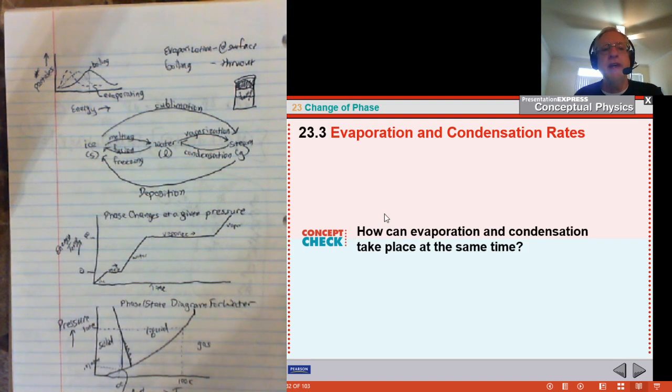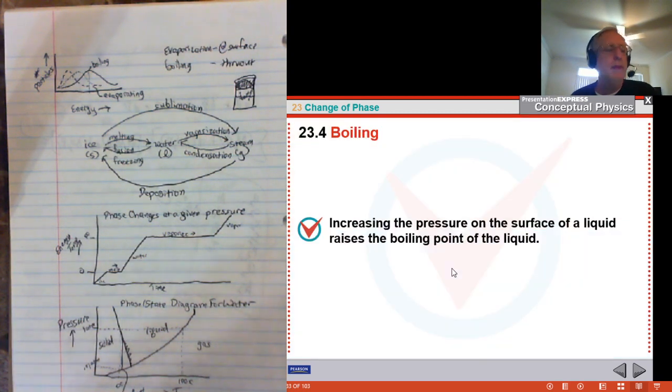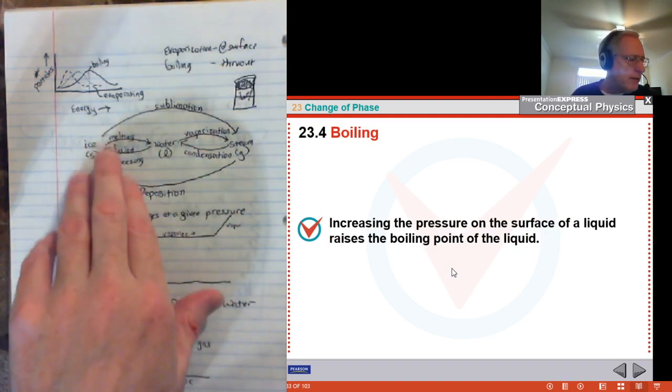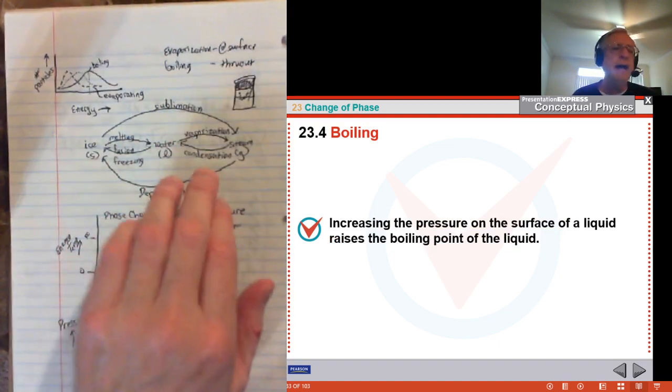So how can evaporation and condensation take place at the same time? Well, it's not happening to the same particle. There's more than one particle of water. One particle of water over here is evaporating, another particle over here is condensing. So they take place at the same time, but not on the same particle. Okay, all right, so that finishes evaporation and condensation.